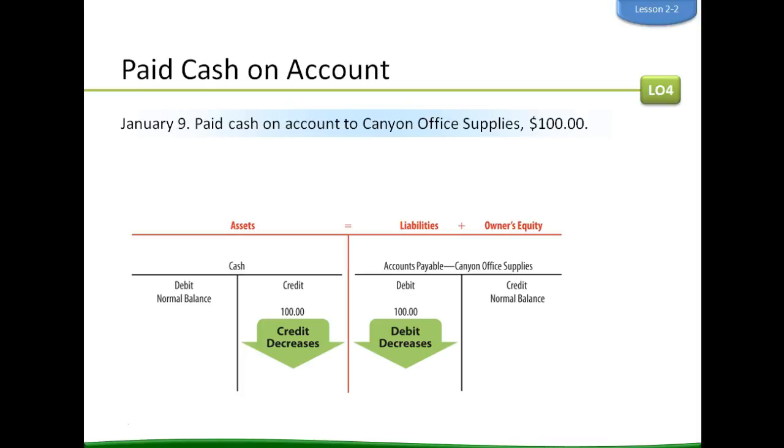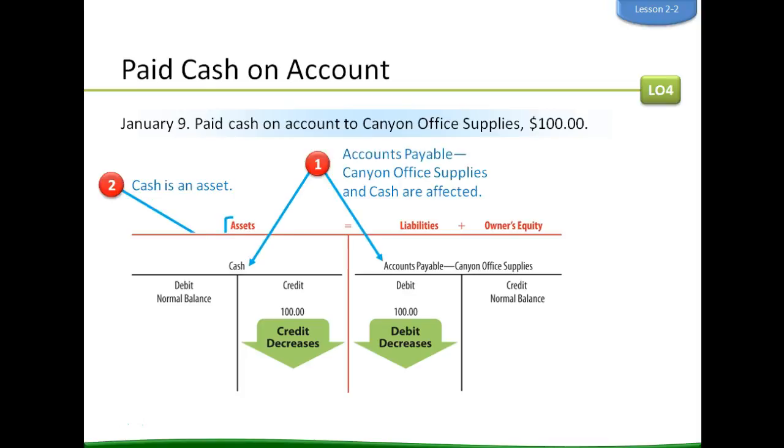One is an asset account, one is a liability account. Because we're decreasing our cash, we're going to credit cash for $100, and we are going to be decreasing the balance in our accounts payable account. That should make sense to us. We're sending them cash, and the accounts payable balance should go down by the amount of cash we sent them. Obviously, we owe Canyon Office Supplies less money than we did before we made this payment.